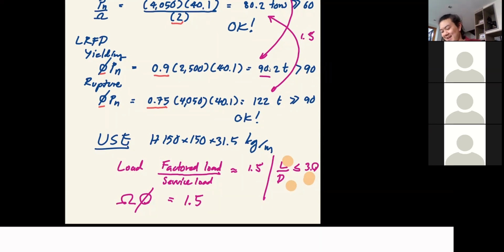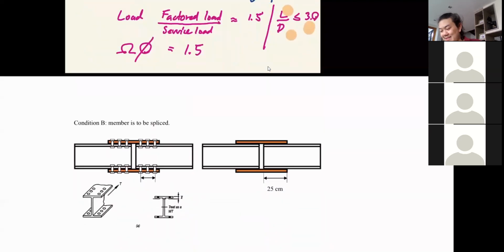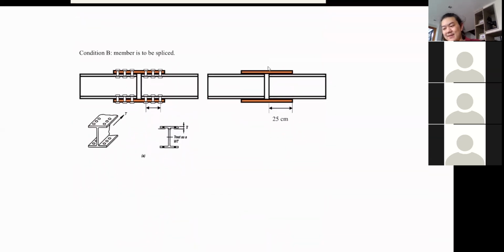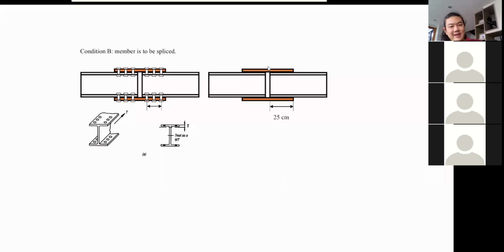Crystal clear, right? Excellent. So now we move on to the next step. This is exactly what I said. From the first condition where everything is nicely connected all around, now we have the new condition where the member is going to be spliced. There are so many ways to splice it. For the sake of convenience, I am going to splice them by using two plates on top, and I'm going to weld it with 25 centimeters length of weld.